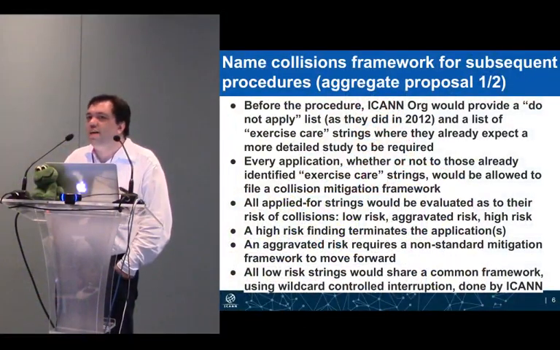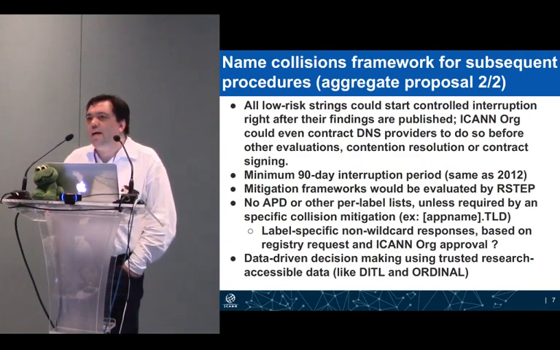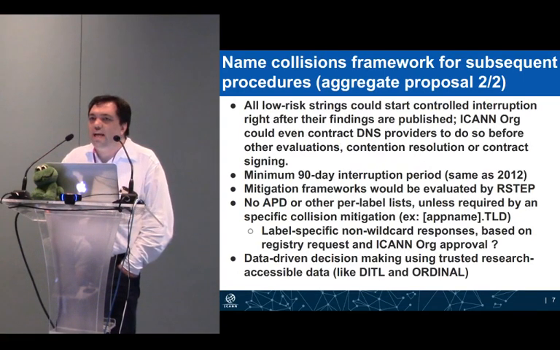All applicants would be able to say, "Hey, but this is how I will handle this," or "I know about them, this is how I would handle this." And different from 2012, all low-risk strings would have a controlled interruption done by ICANN instead of the registry. So that could start much earlier in the process.